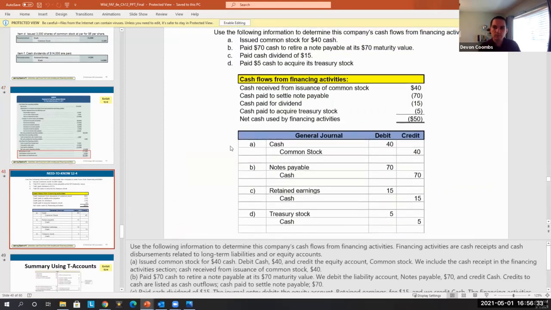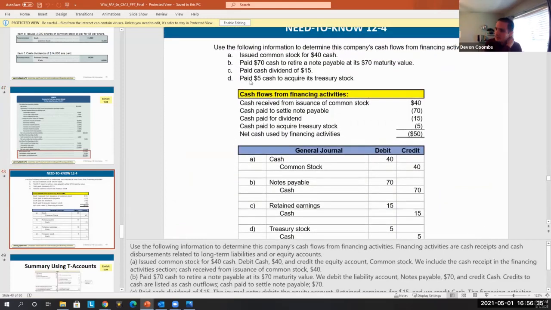And so we'll do the example here to explain it better. Use the following information. How are the financing activities altered? Well, if we issued common stock for $40, that's going to increase our activity. And then we paid $70 to retire a note payable at maturity. That's going to be a cash outflow, right? We paid off notes payable. We paid out dividends, and we bought treasury stock. And then this would be our net balance for our financing activities.